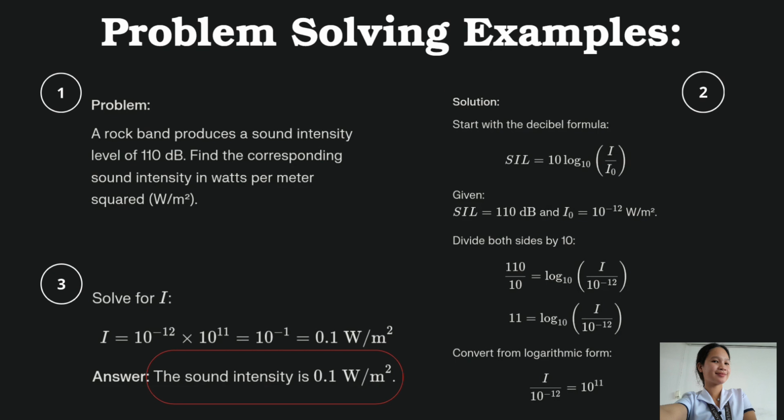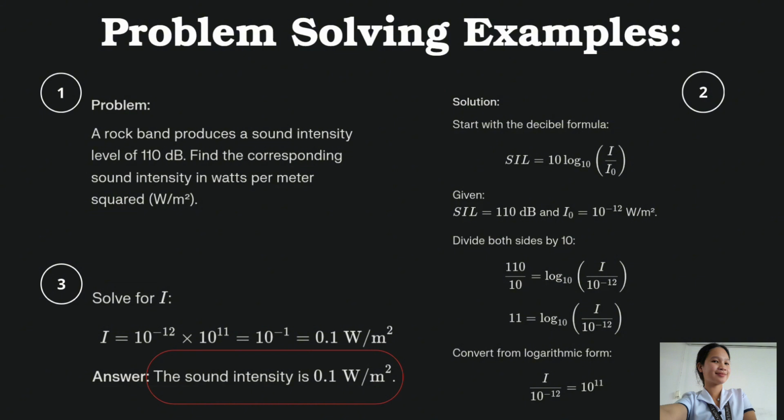So let's divide both sides by 10. 110 divided by 10 equals log base 10 of I over 10 to the power of negative 12. So we get 11 equals log base 10 of I over 10 to the power of negative 12. So let's convert from logarithmic form. So I over 10 to the power of negative 12 equals 10 to the power of 11.